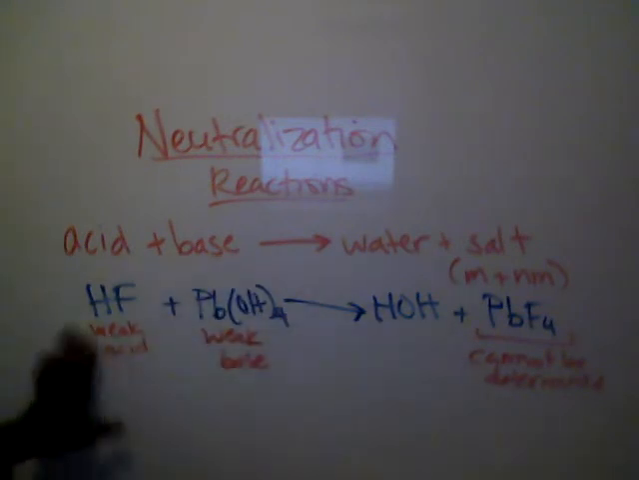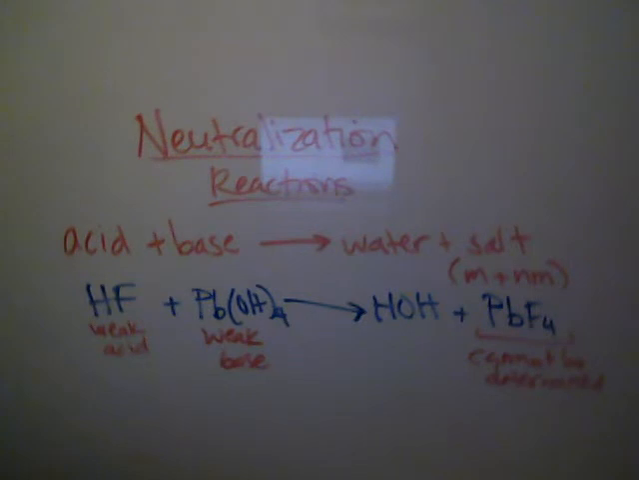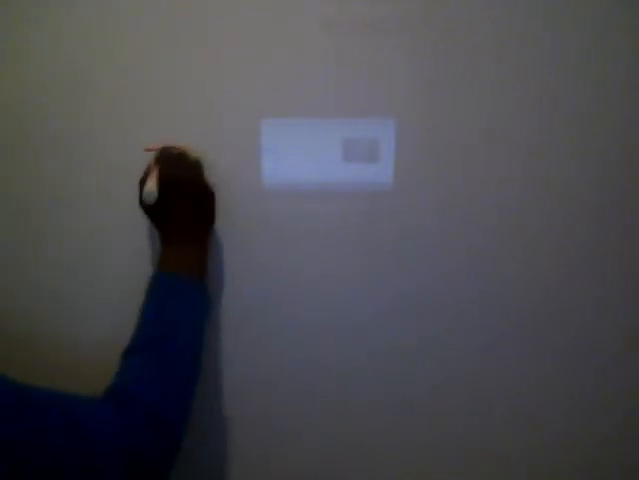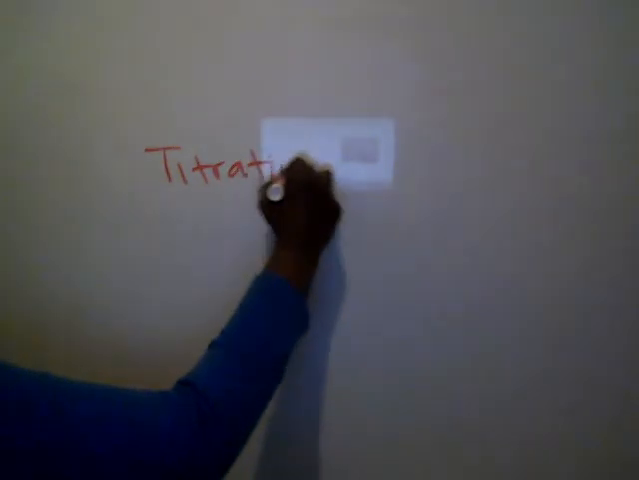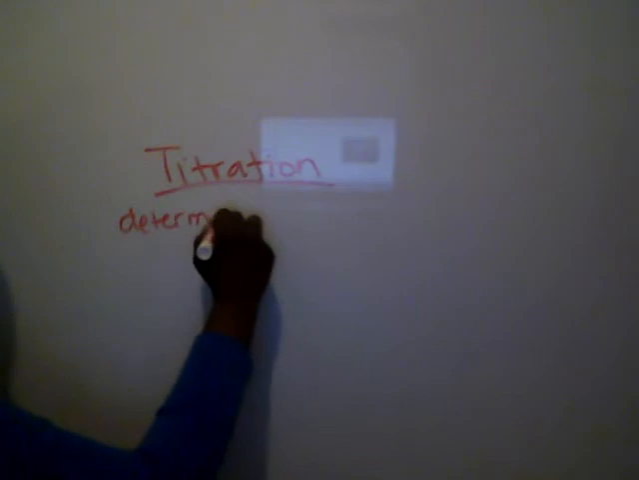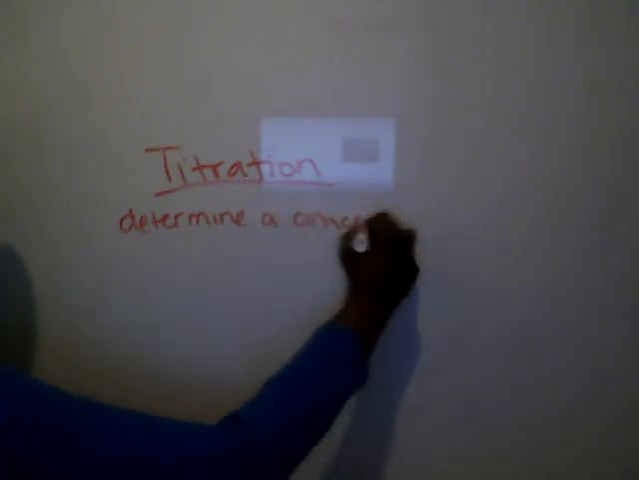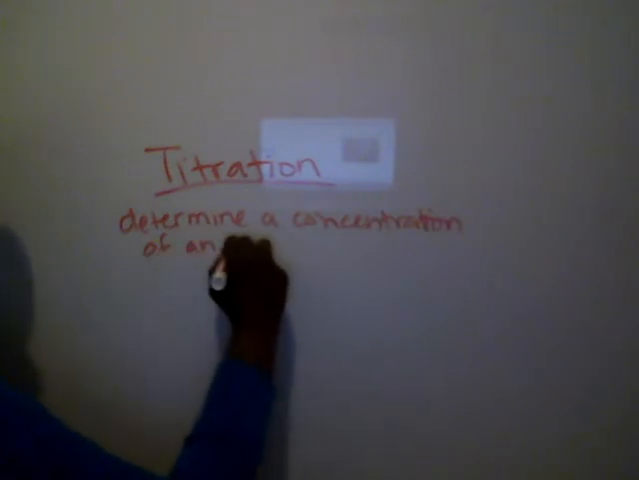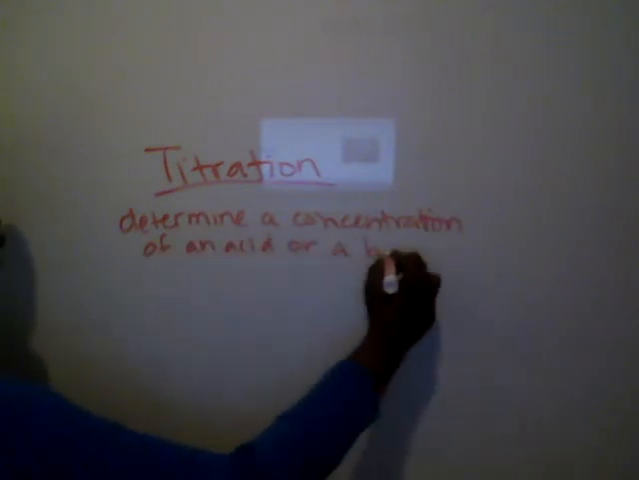So just be comfortable, again, with knowing what's a strong acid, what's a strong base, and what are the weak acids and what are the weak bases. Okay. All right. So those are neutralization reactions. You're just taking an acid and a base. Now, one thing that we do in chemistry, and you guys may have done a titration lab, titrations are experiments that you can do to help determine the concentration. So titrations help you determine a concentration, okay, of an acid or a base.